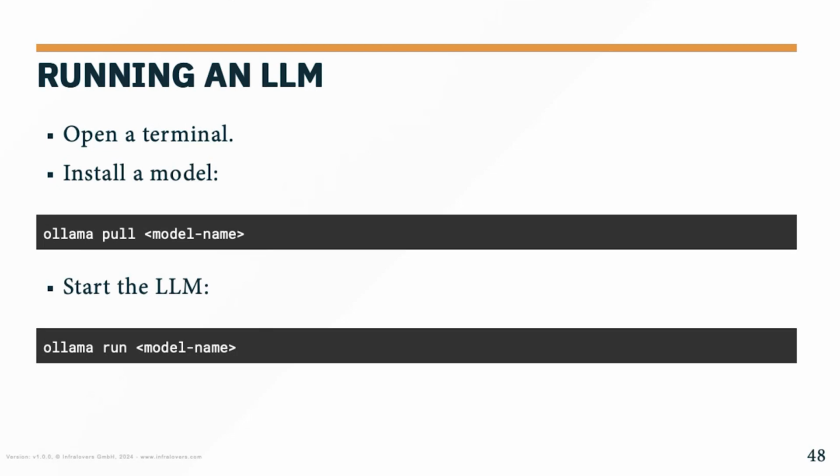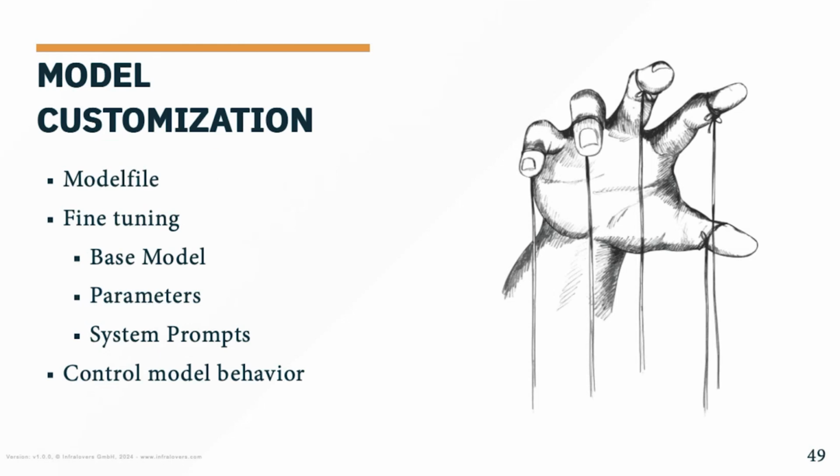And once the model is installed, we can simply start the large language model with the Ollama run command, where we can simply specify the model we want to run. This will start the model and provide us with a local API endpoint, which we can also use to interact with the model. And just like we saw with OpenAI, Ollama also allows us to customize all of these models we run to suit our specific needs.